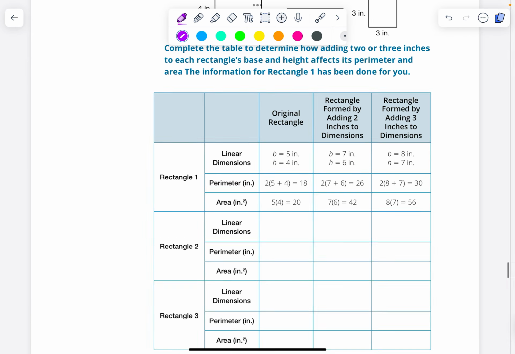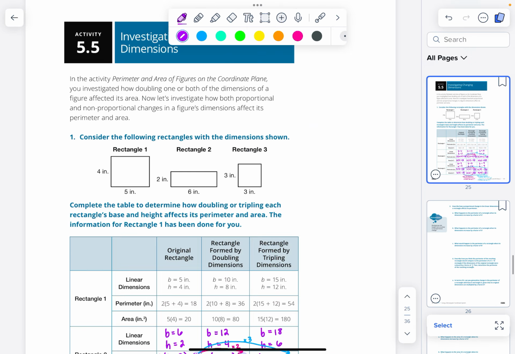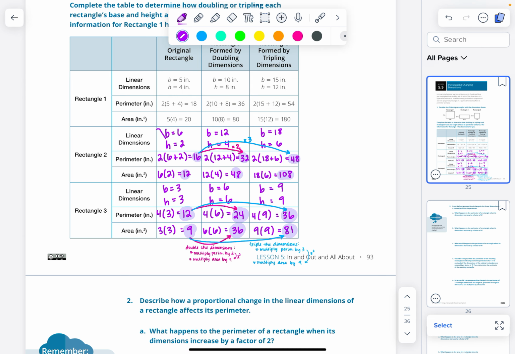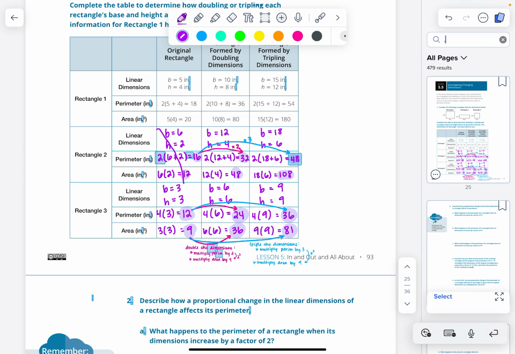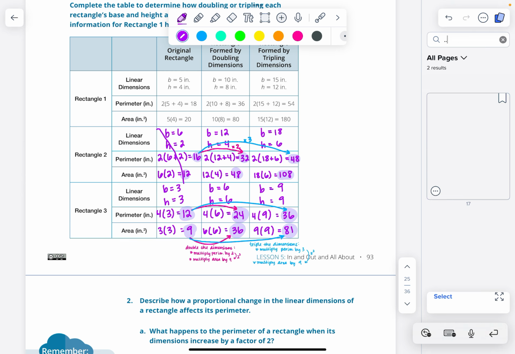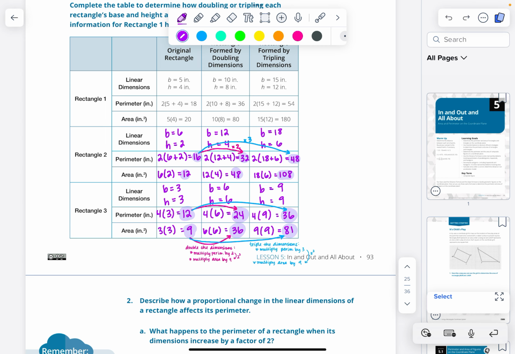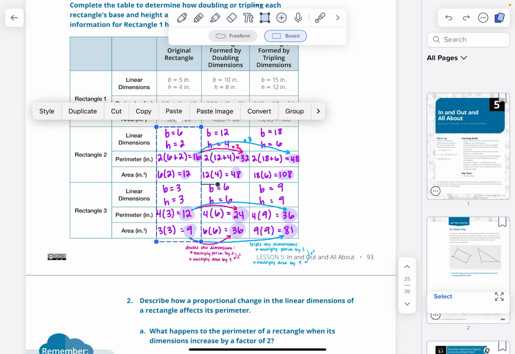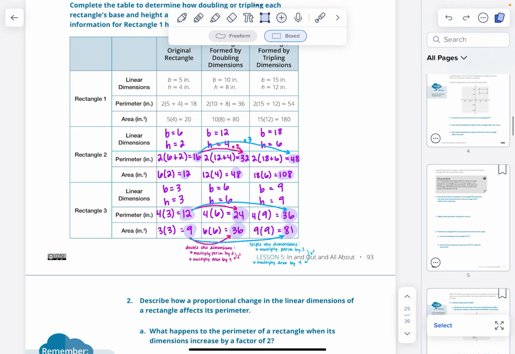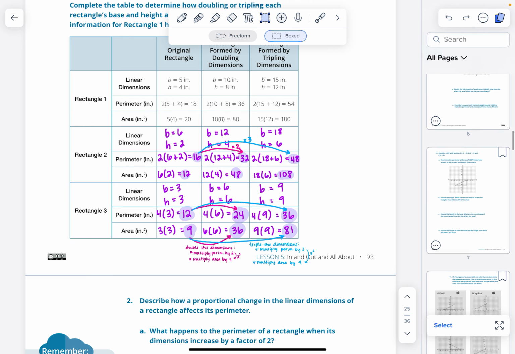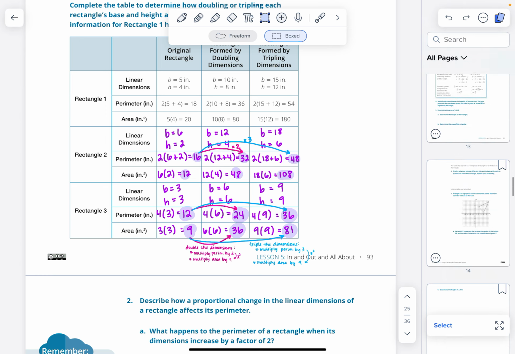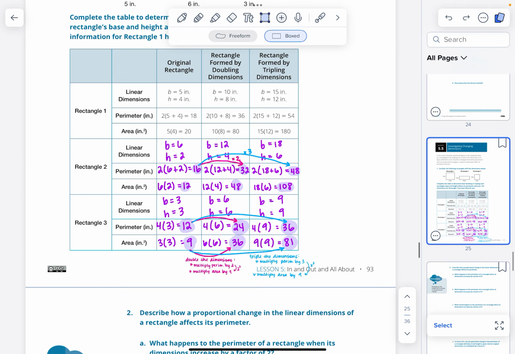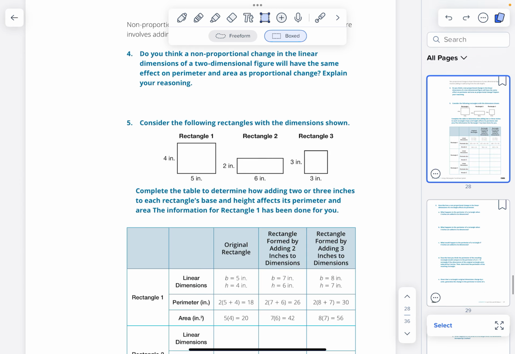So, you know what? Hold on real quick. I'm going to save myself a little time. I'm going to go ahead and copy this in the first. Sorry, I'm doing too much there. I'm going to use this for the originals. And then I'll copy it here.